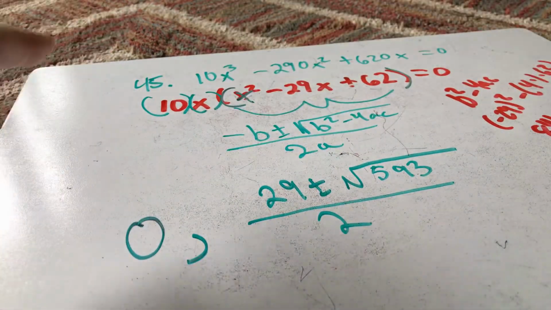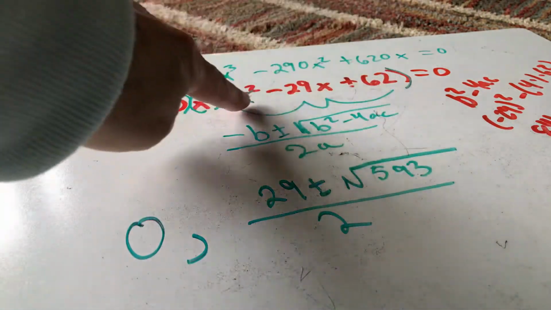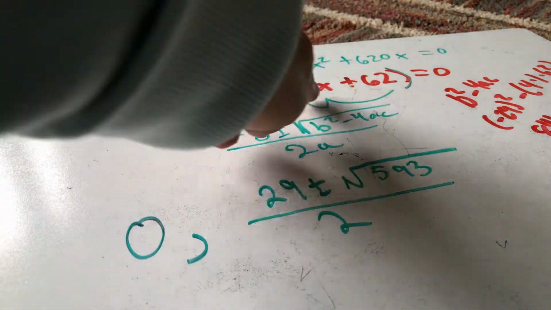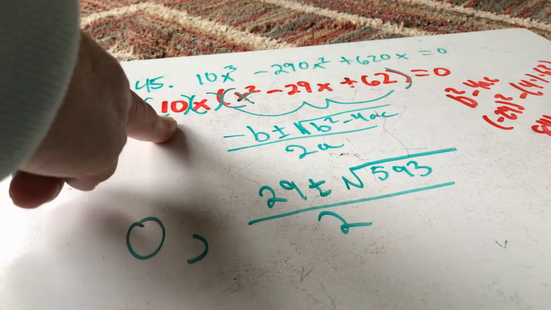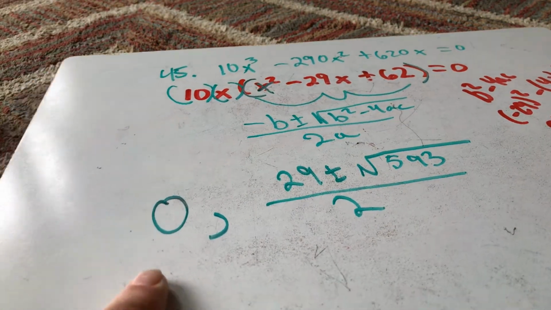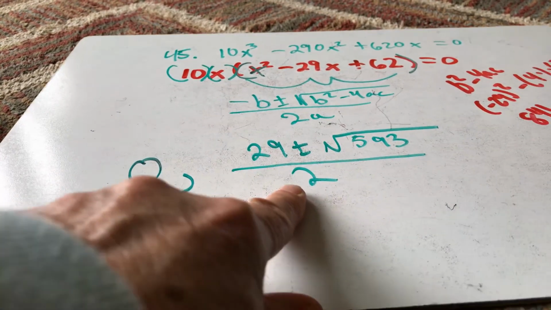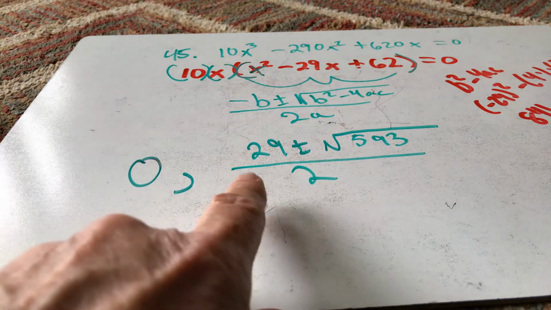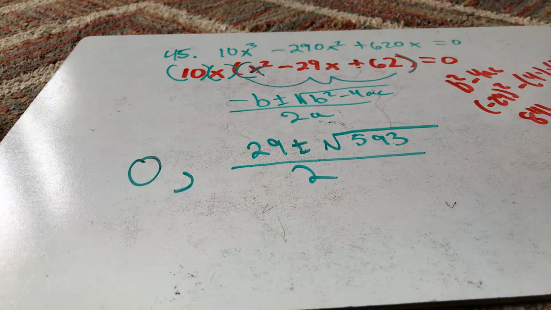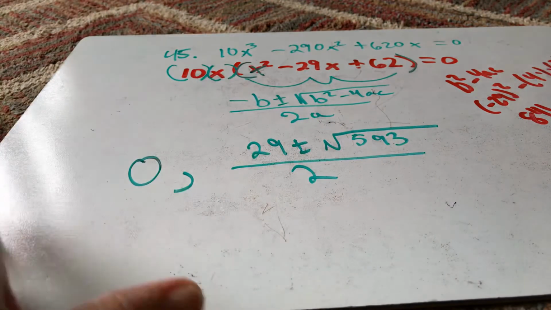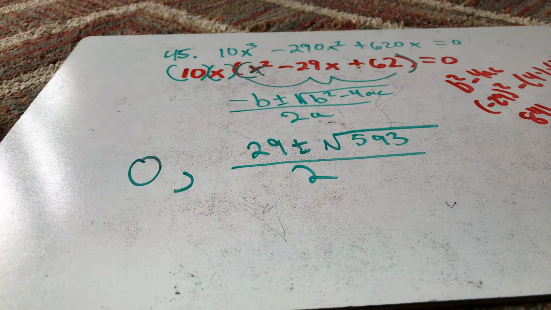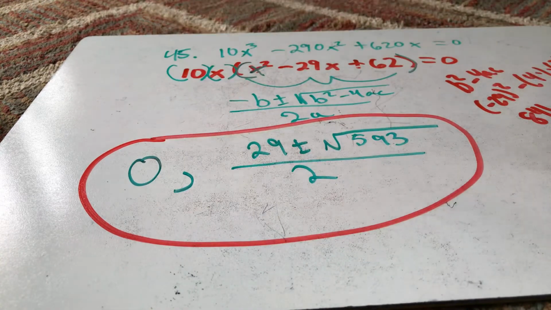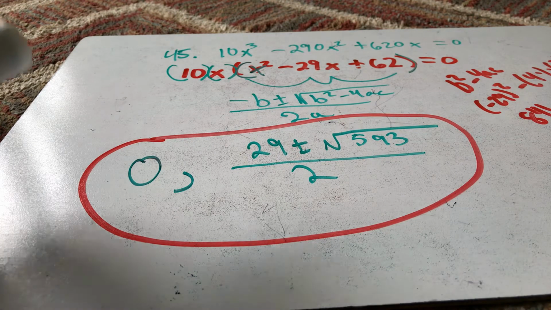If you make x equal to 0, no matter what this is, you get 62 times 0 times 10, which is still going to make 0. So one of your solutions is 0. Your other 2 solutions come from this. If you were to use your calculator, 29 plus the square root of 593 over 2, and 29 minus the square root of 593 over 2. So by writing this like I have done right here, I'll circle it in red, this is actually 3 solutions, okay? 1 because of the plus sign and 1 because of the minus sign. So that's 3 different answers on 45.